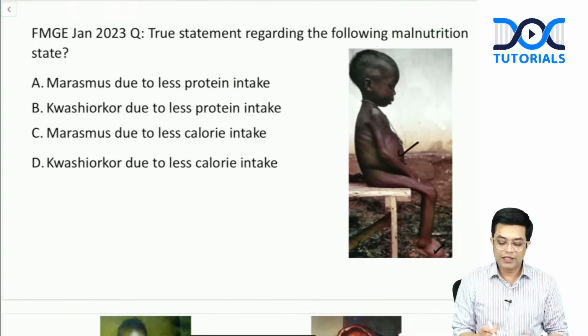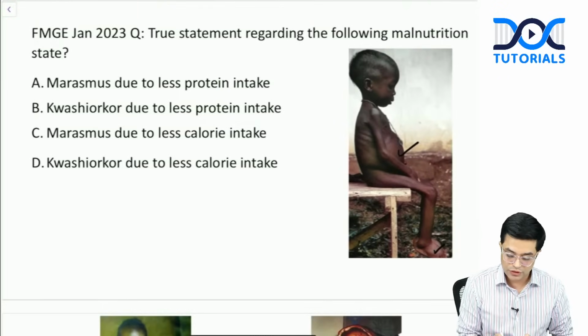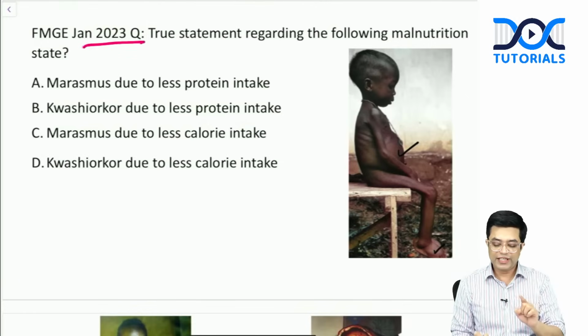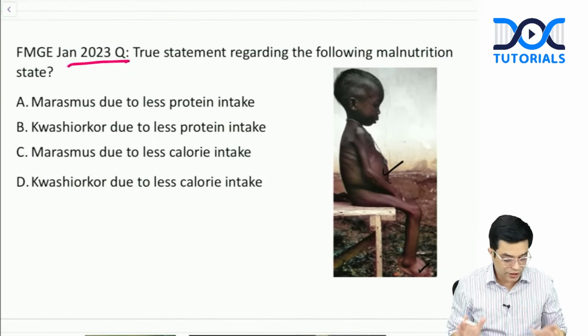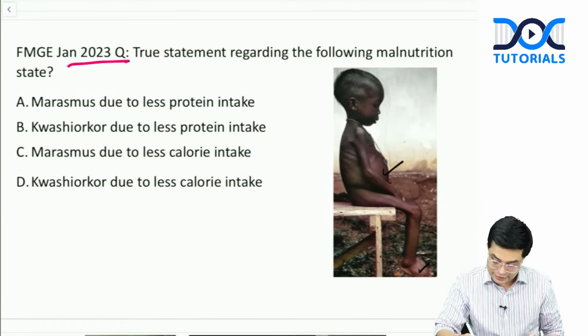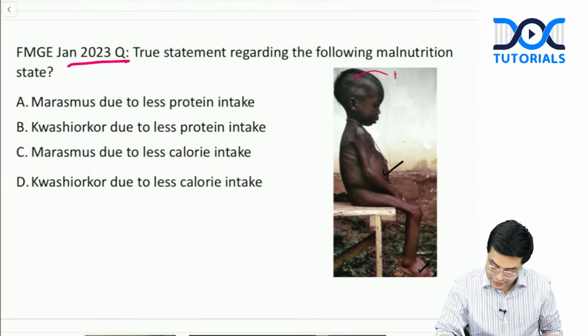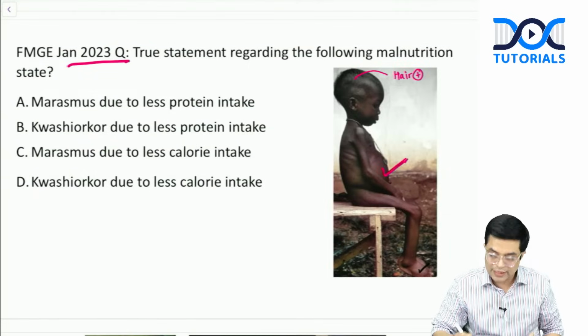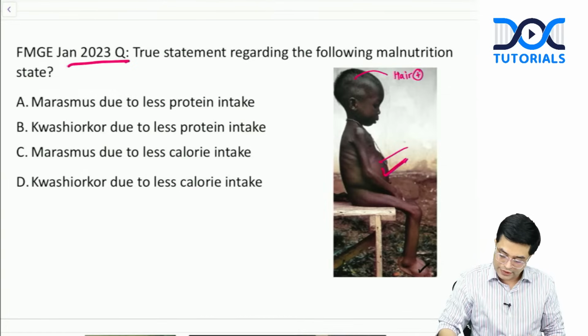FMG January 23 question. Those who have given the exam would know that this question came in the exam. True statement regarding the following malnutrition state. So what do we see in this? What can you find in this? Now look at this child. You can find that this child is having, here is present. Here is present in the child, here is not absent. Second, you can find that this child is having a protuberant abdomen, what do we call this?